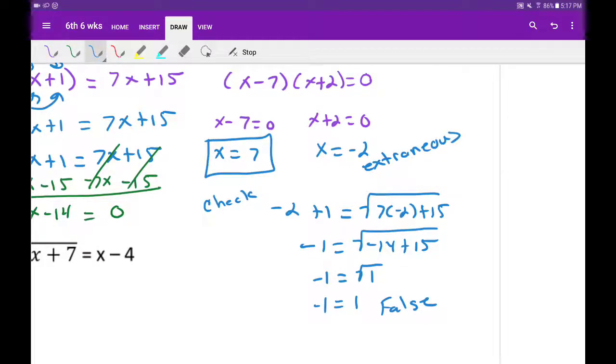Okay, I tested 7 earlier, and 7 works out. We'll get a true result, and therefore that's why that works.